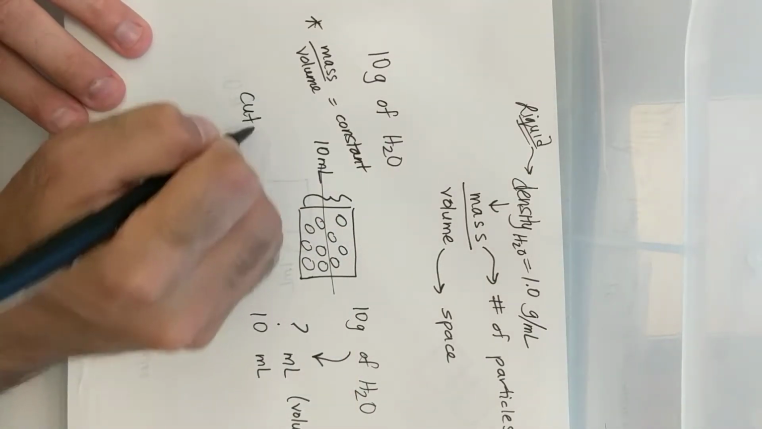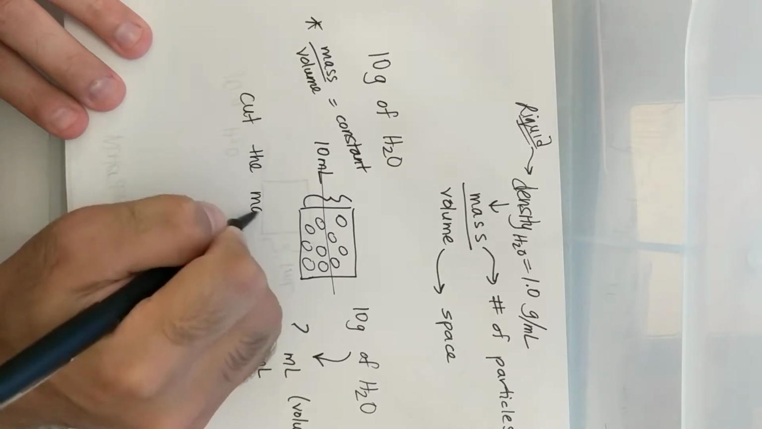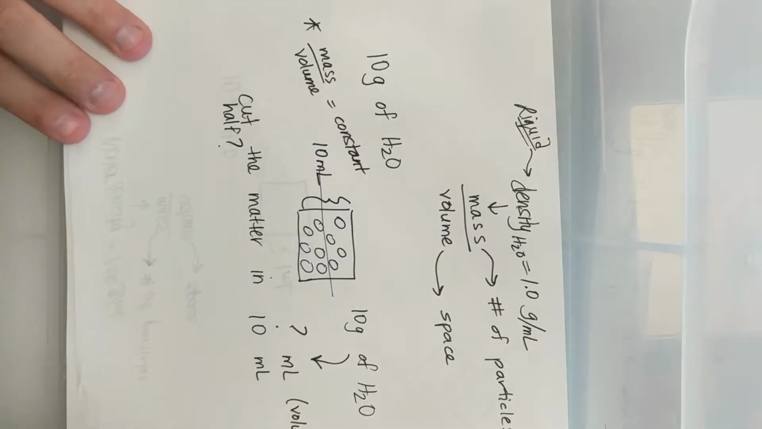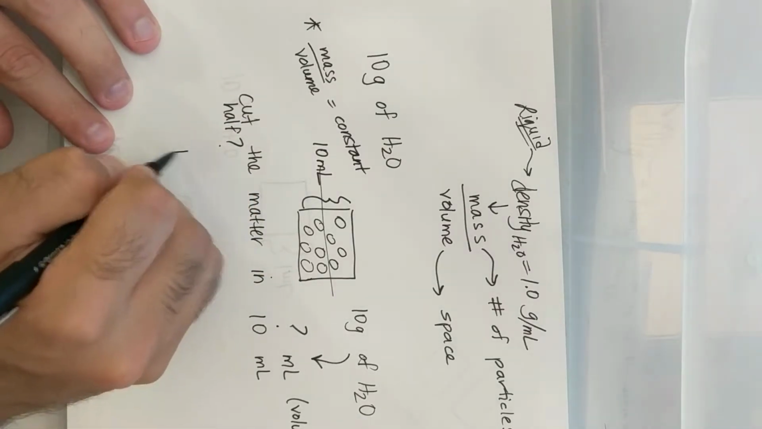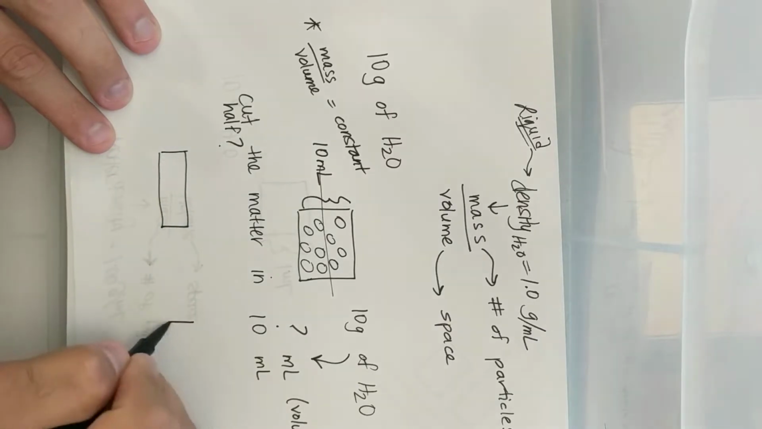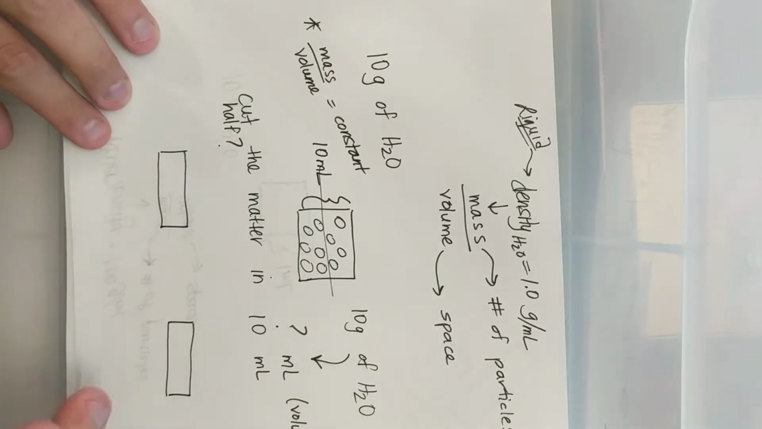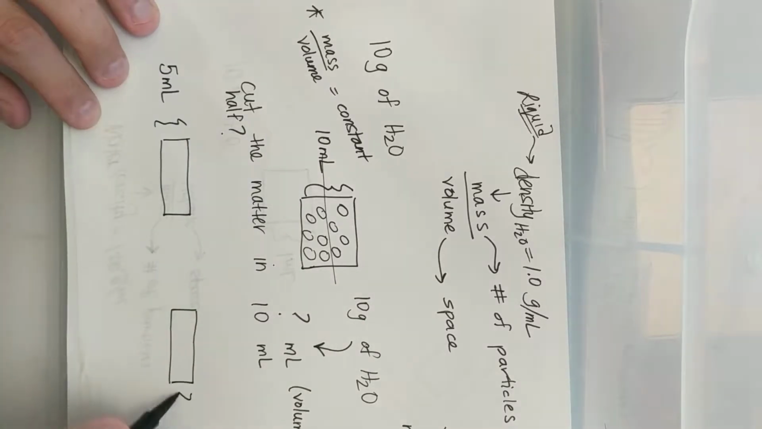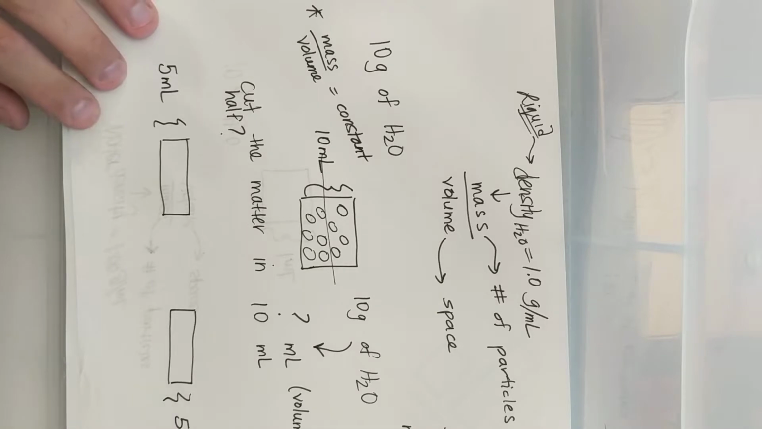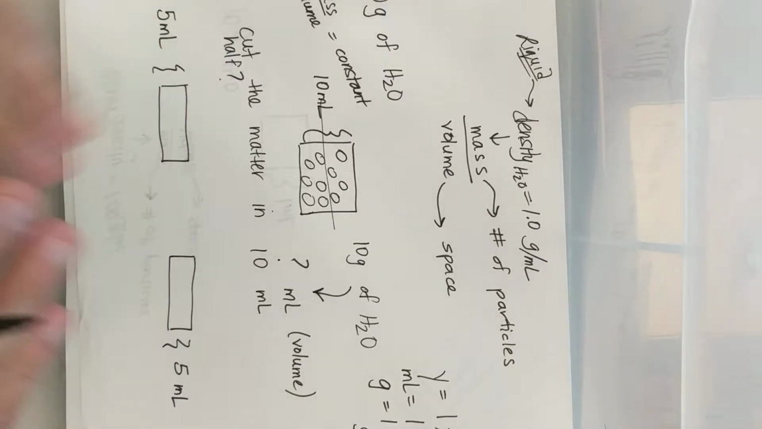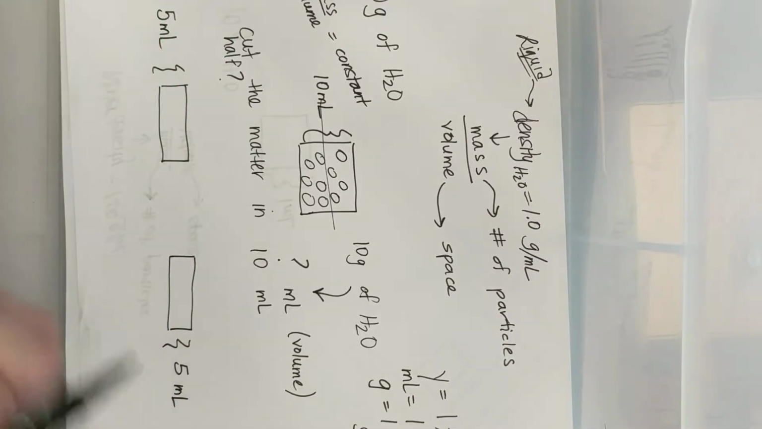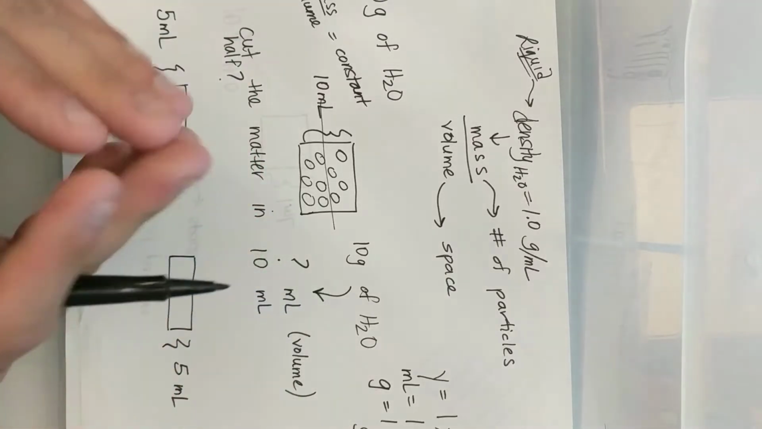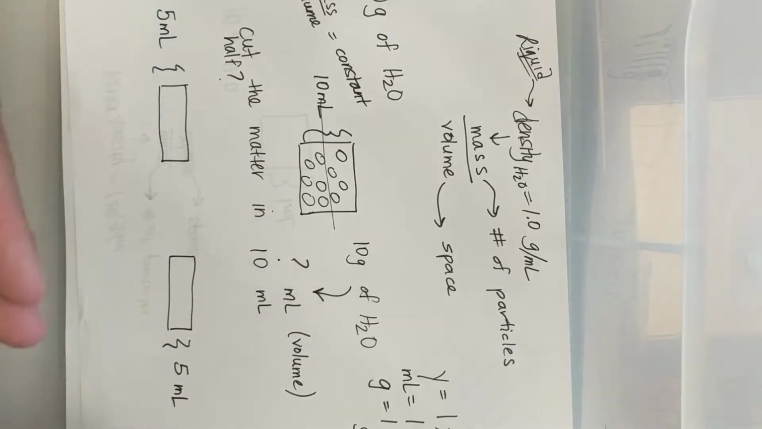All right, but what if I cut this in half? If I cut the matter in half, what's going to happen? So let me see. If I cut it directly in half, I'm going to draw two halves. This means that this will be 5 milliliters, and this will be 5 milliliters. You could also say the same thing with grams, but I just went the 5 milliliter route. So if I cut my volume in half, I have 5 milliliters over here and 5 milliliters over here.